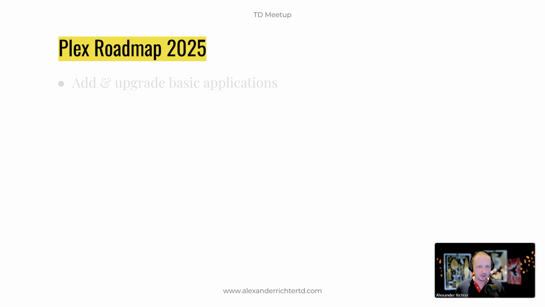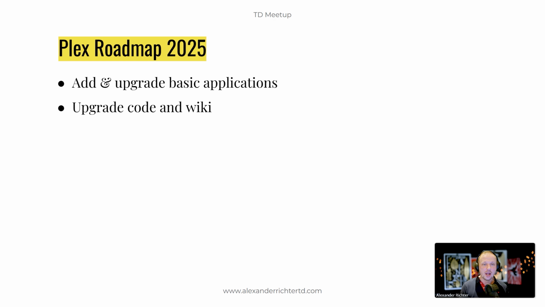So looking at the roadmap for Plex in 2025, the goal that I want to achieve this year, and that you can follow and hopefully also use in the near future, is, first, I want to add and upgrade the basic applications, the ones that I just mentioned. I want to upgrade the code itself, because there are things I personally learned working at Weta and all the other companies. I also want to update the wiki so I can upgrade how to build a pipeline, how to build naming conventions, folder structure, and so on.